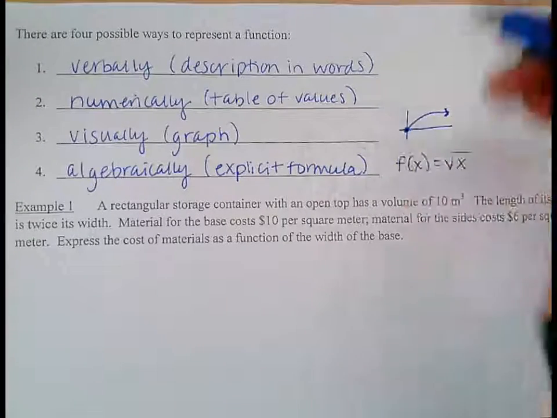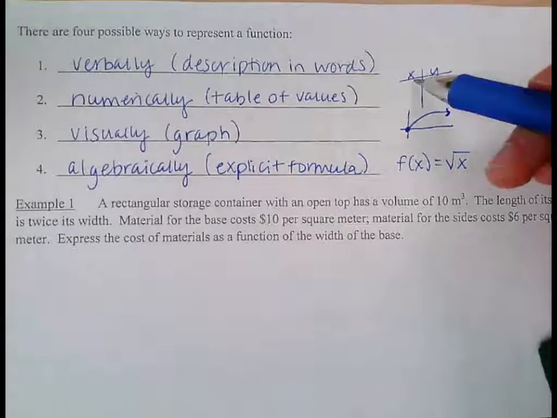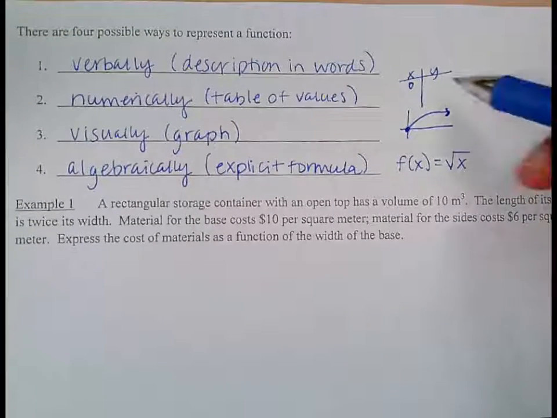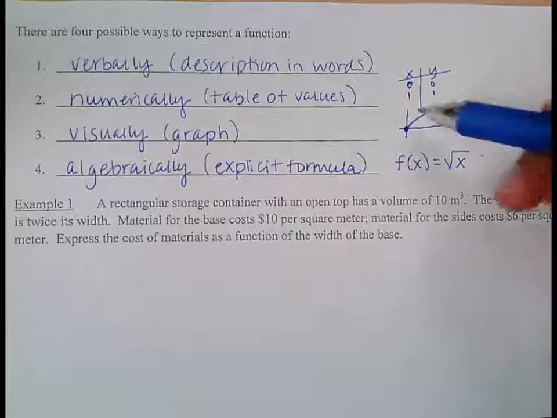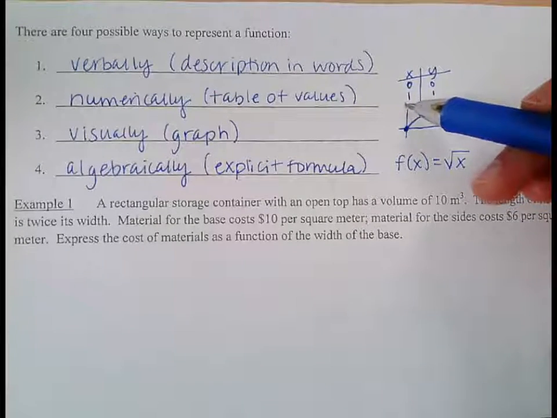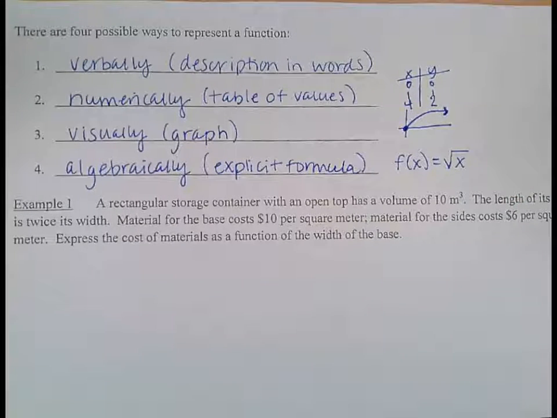And then the table of values would be if you had a table to represent that. So for the x value 0, square root of x is 0. For the x value 1, square root of 1 is 1. X value 4, I'll say, square root of 4 is 2. And then you could certainly describe what's happening with the graph of that function in words to have a verbal description. So you'll see all representations.